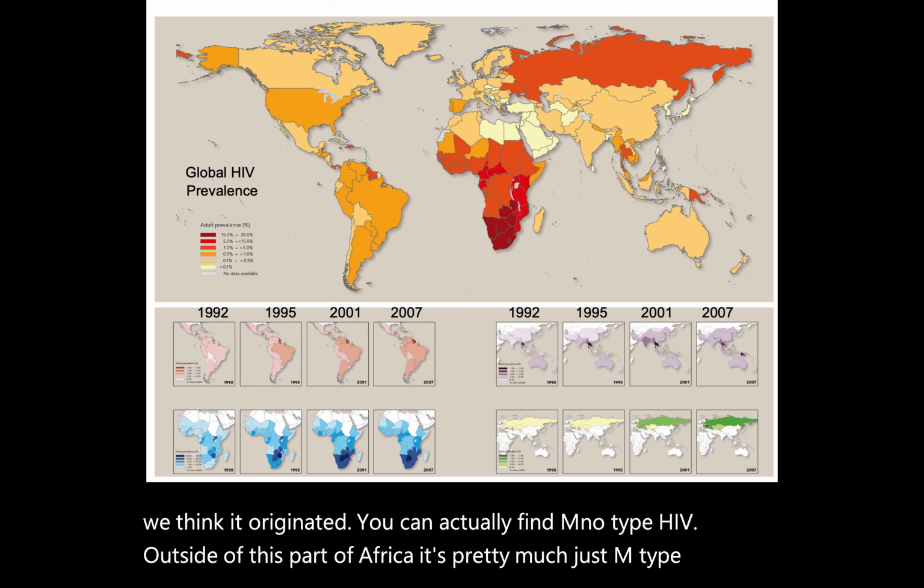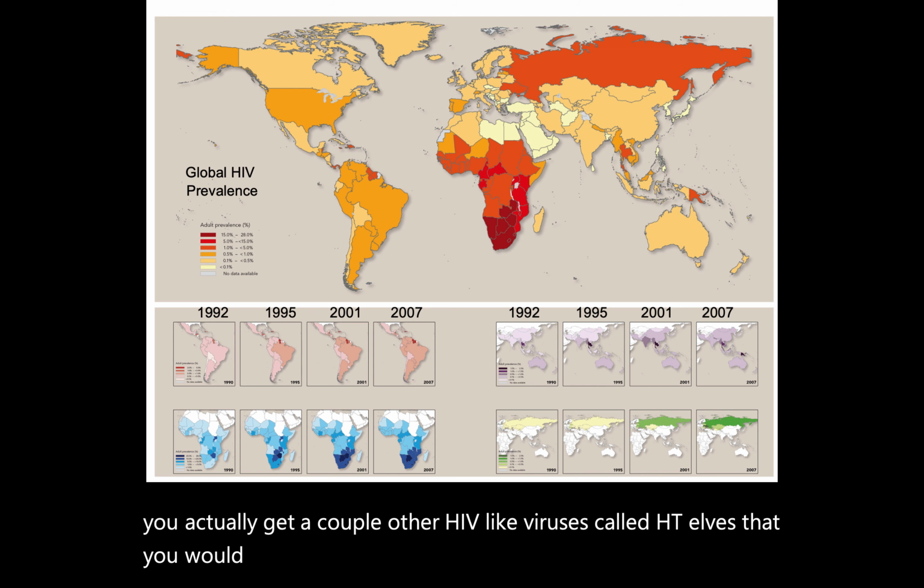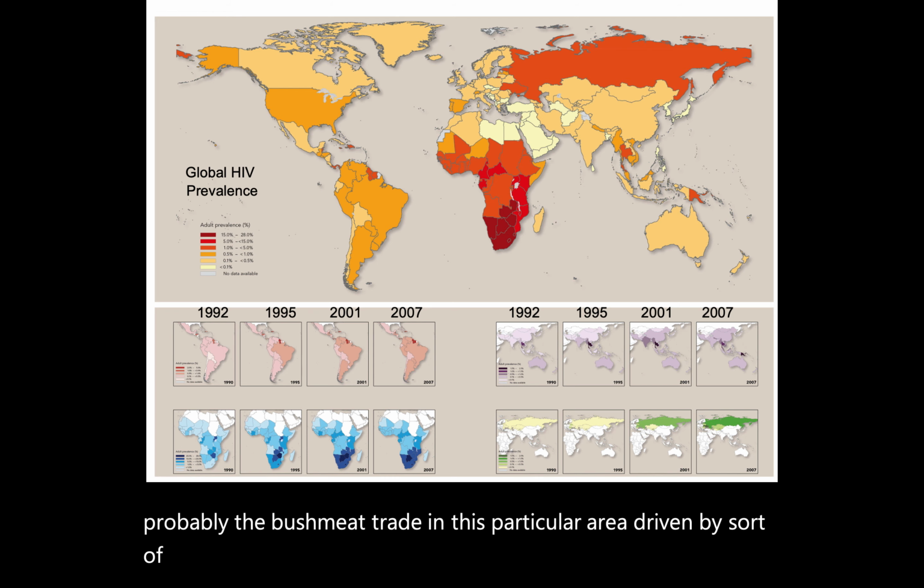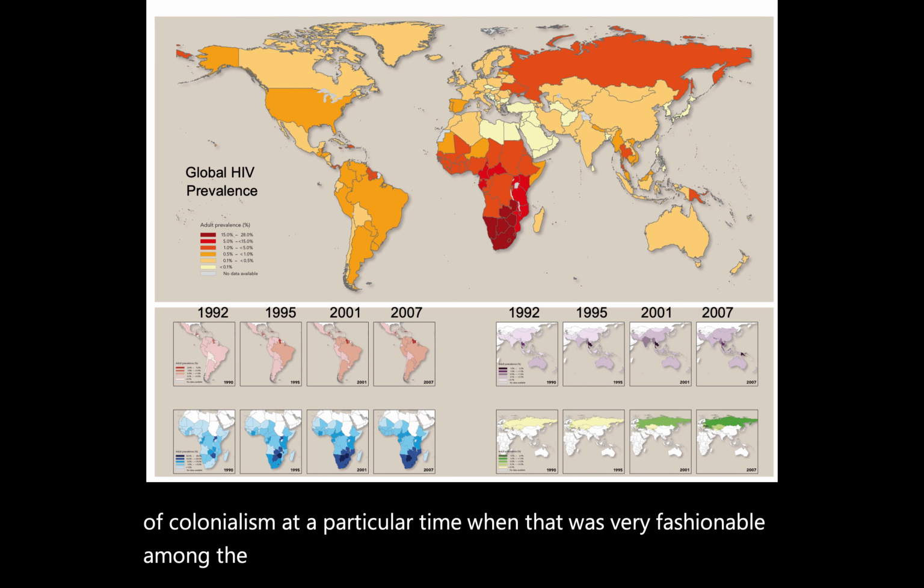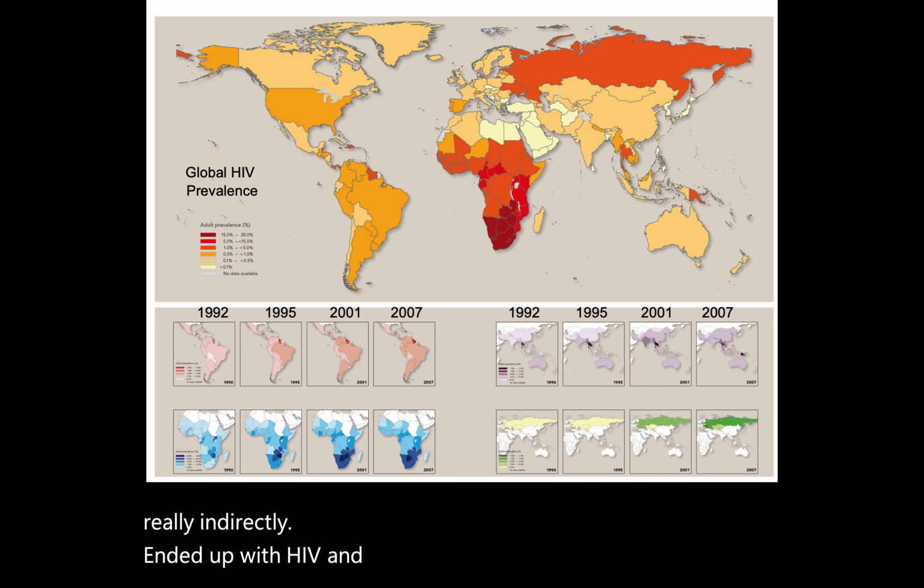And you actually get a couple other HIV-like viruses called HTLVs, that you would also find almost exclusively in this area. So yeah, it was probably the bushmeat trade in this particular area, driven by sort of colonialism at a particular time when that was very fashionable among the European set. That is the reason why we kind of really indirectly ended up with HIV. And from there, it's just about patterns of migration.